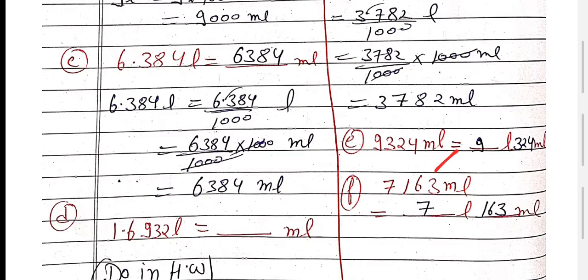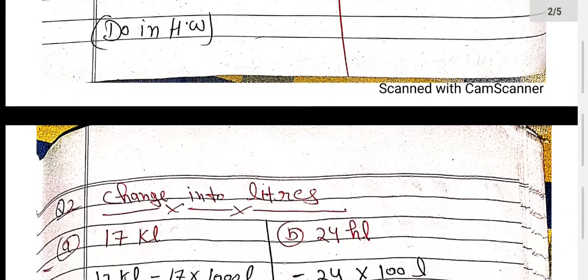So it is a direct question, you always remember: the last three digits represent milliliter and the remaining digits represent liter. So you have to write 324 milliliter here and 9 liter here. Similarly, in the same way, 163 represents milliliter and 7 represents what? Liter. So you can write it directly.